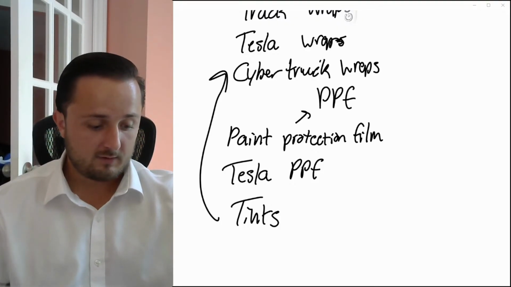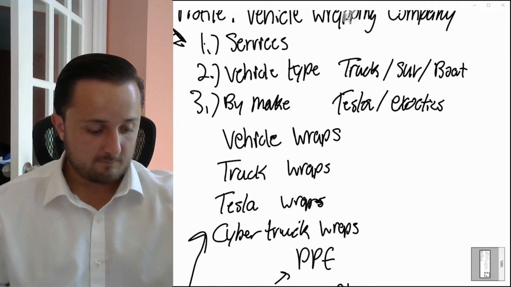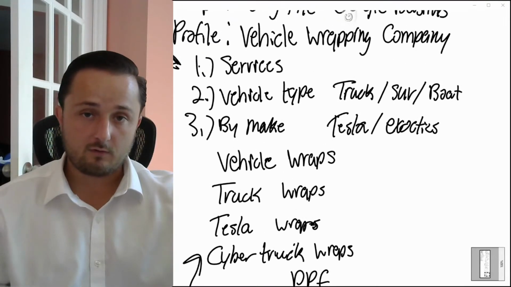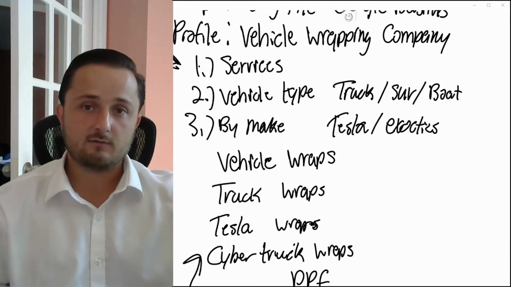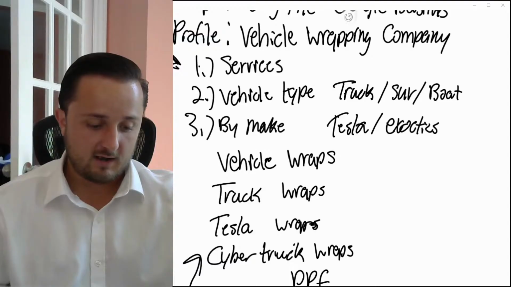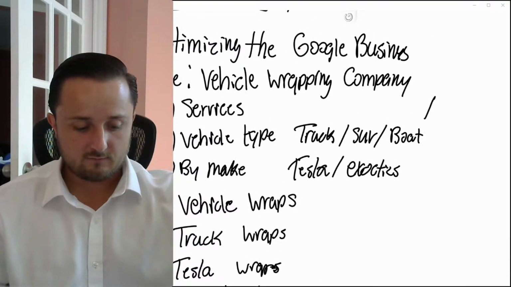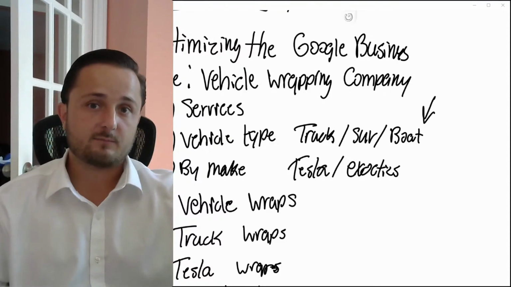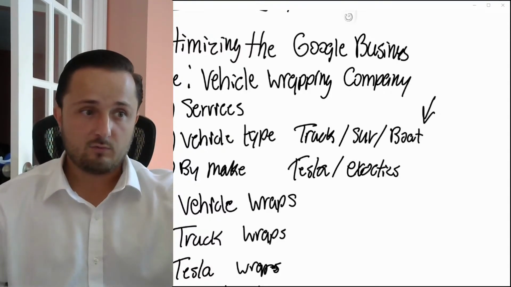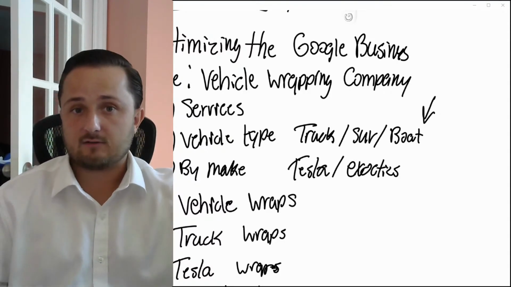Then we would come up with a plan and we would set up a campaign to start ranking more for these higher revenue generating sources, like wraps as an example. Or maybe for you, you're in Florida and you want to do more boat wraps. Then we would target that if maybe that's a higher ticket item for you.